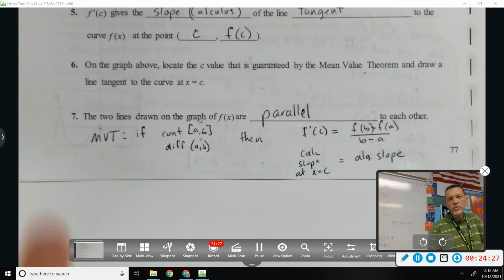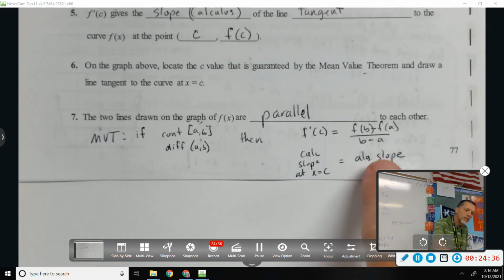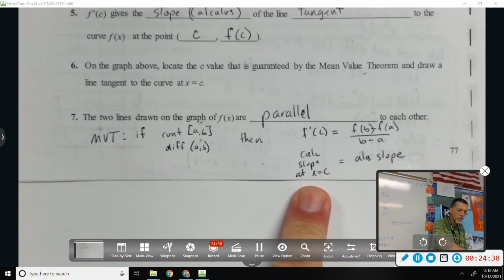The algebra slope doesn't have a specific point because it's the algebra slope. You can't have an algebra slope at one point. You've got to have this overall algebra slope equal to the calculus slope somewhere. And your job usually is to find the somewhere, just like it was in Rolle's. Like find c, that's usually the MVT problem.